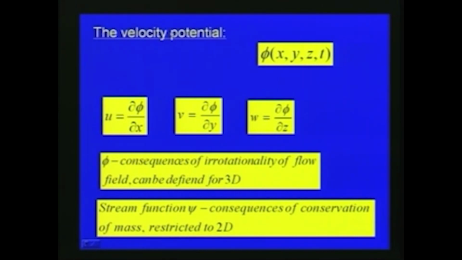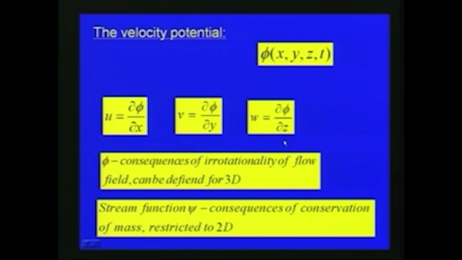So this is the velocity potential, which is represented as phi. The velocity potential is defined such that the velocity component in the x direction, u, is equal to del phi by del x, that means the variation of phi with respect to x. The velocity component in the y direction, v, is the differential of the velocity potential in the y direction, and the velocity component in the z direction, w, is represented as del phi by del z.